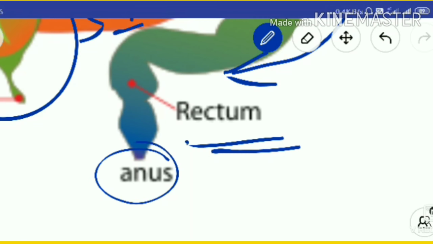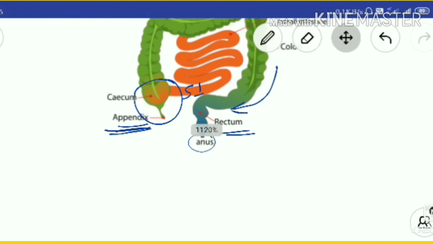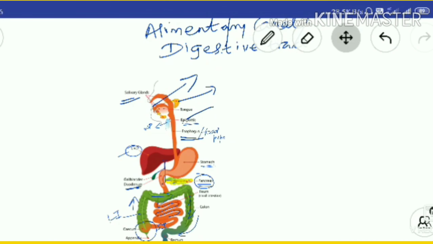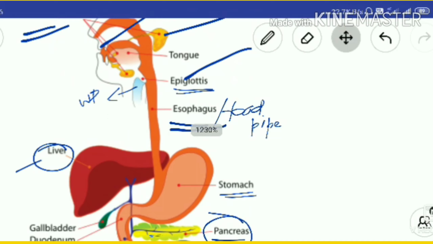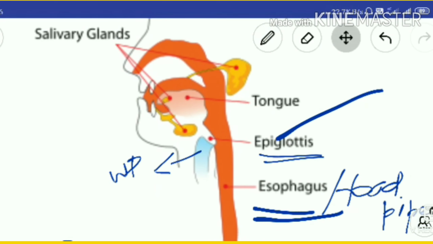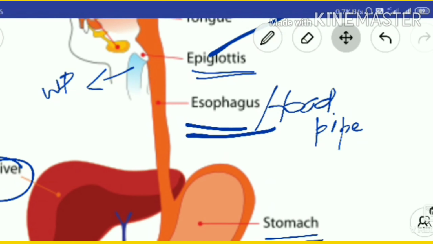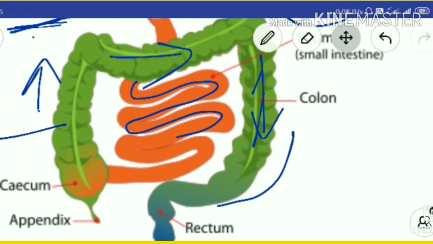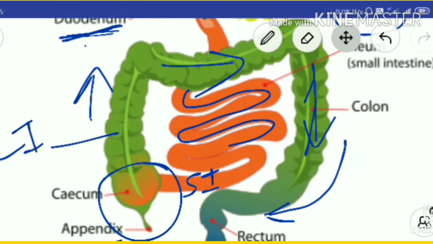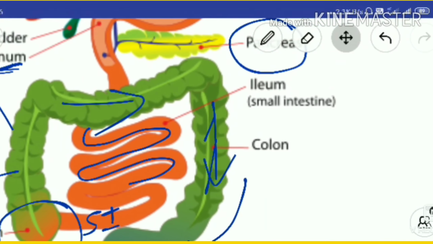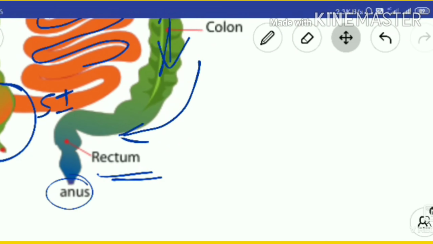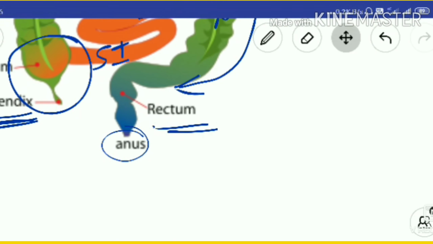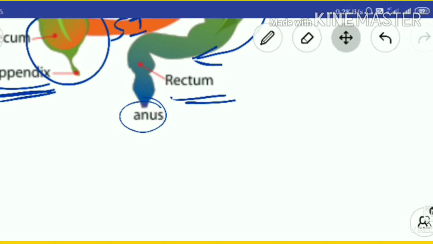This is the structure of the alimentary canal, sorry, digestive tract of human beings, that starts from the mouth, goes through the esophagus, then through the muscular stomach, duodenum, then ileum, and the large intestine having the ascending colon, transverse colon, descending colon, coming to the rectum where the waste materials are stored, and the waste materials go out through the opening called the anus.